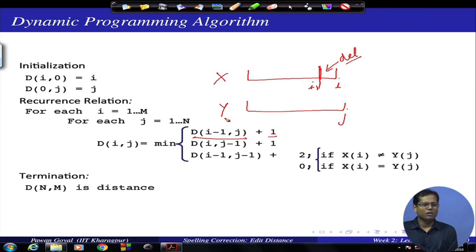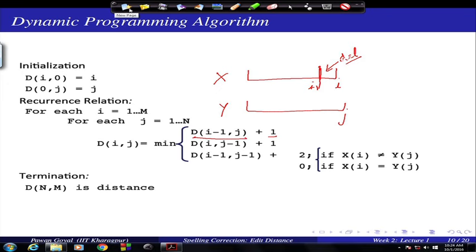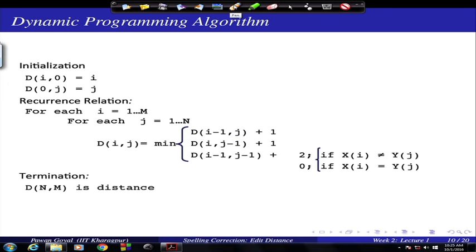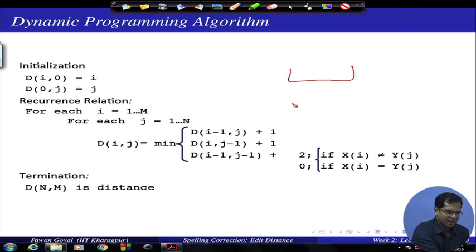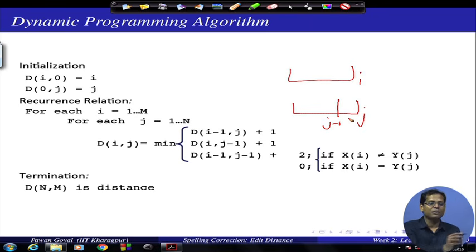Similarly, how do I use dij minus 1? Same idea. So here I have x and y, x has i, y has j, and suppose I have already computed ij minus 1. So how will I compute the distance between i and j? I say the same distance that I computed between i and j minus 1, plus I inserted the jth character. So you can think of this as insertion. So the distance will be ij minus 1 plus 1.